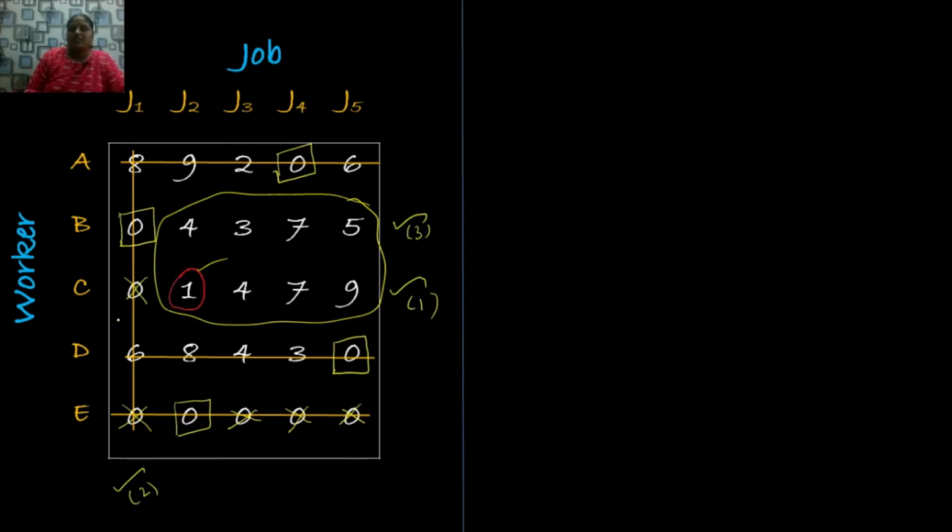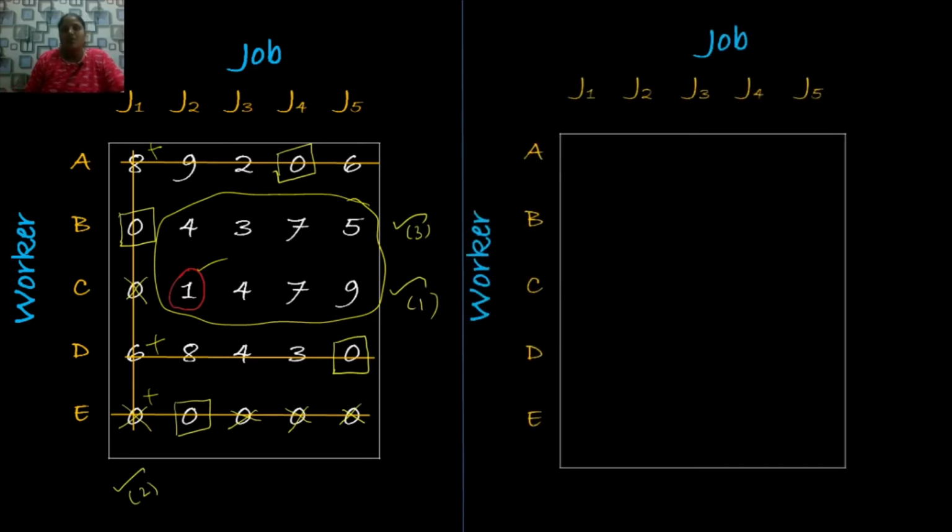So the next step is we have to subtract 1 from all uncovered elements, and we have to add this with the point of intersection of these straight lines and leave the remaining elements as it is. Now let me first subtract 1 from all uncovered elements. Let me start with the second row. 4 minus 1, 3, 3 minus 1, 2, 7 minus 1, 6, 5 minus 1, 4.